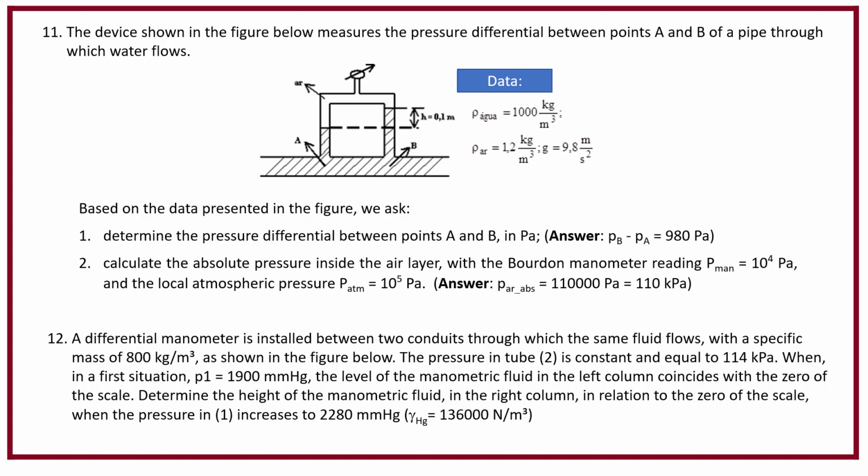The pressure in tube 2 is constant and equal to 114 kilopascals. When, in a first situation, P1 equals 1900 mm of mercury, the level of the manometric fluid in the left column coincides with the zero of the scale. Determine the height of the manometric fluid, in the right column, in relation to the zero of the scale, when the pressure in 1 increases to 2,280 mm of mercury. Specific weight of mercury equals 136,000 Newton per cubic meter.